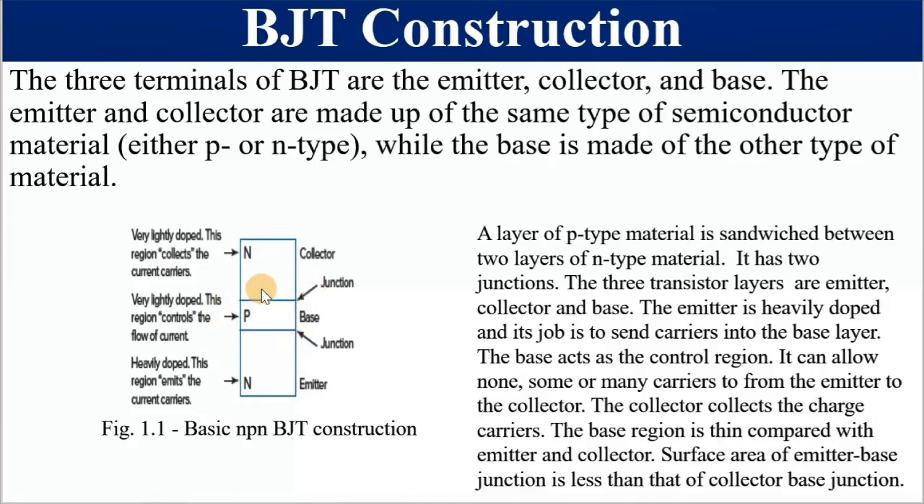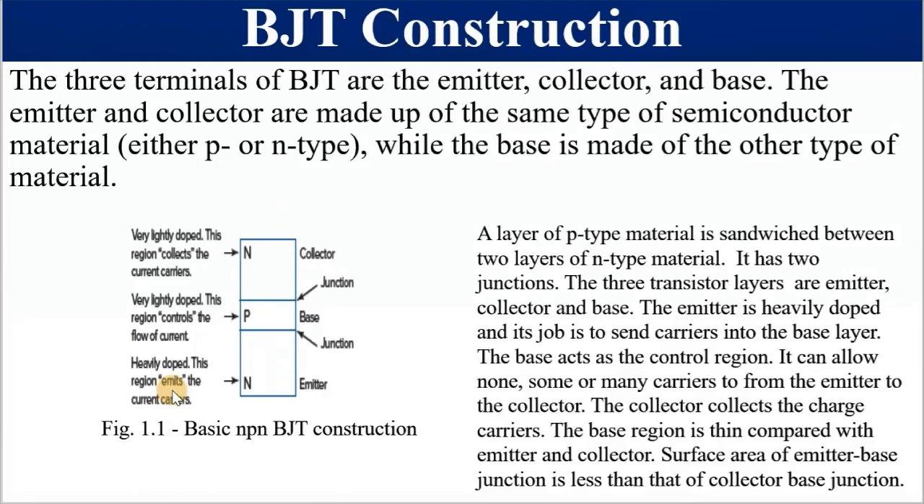Also, as you can see, the base is sandwiched between two N-type materials. In terms of doping, the emitter is the most doped, followed by the collector, and the base is the least doped. Even in terms of size, the base is the smallest. You must be able to draw and describe the construction of both NPN and PNP.